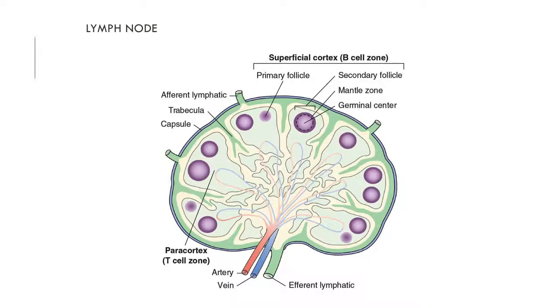Although both precursor B and T lymphocytes begin their development in the bone marrow, they migrate to peripheral lymphoid structures to complete their differentiation process. B lymphocytes mature, though, in the bone marrow, and then they differentiate into plasma cells and move into the lymph nodes, where they continue to proliferate and produce antibodies.